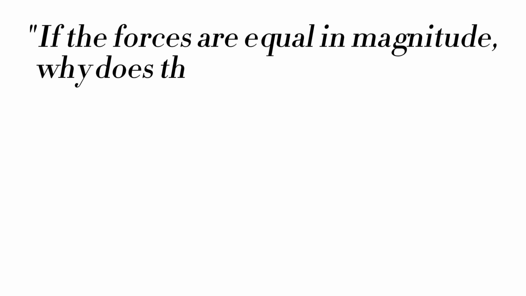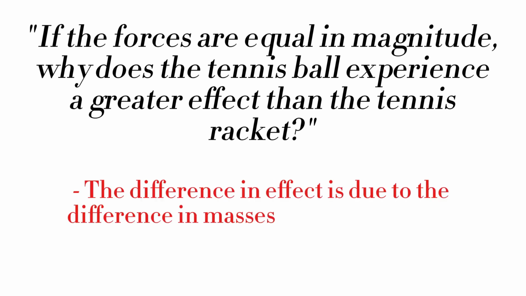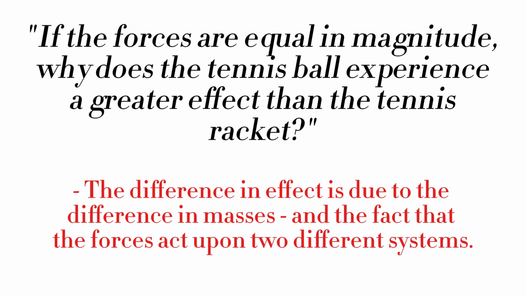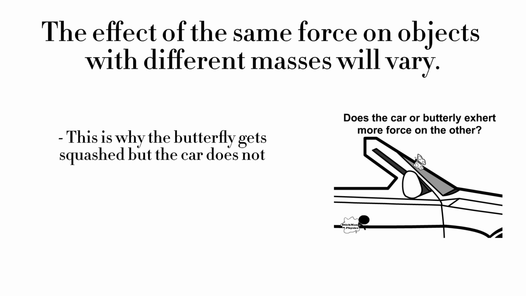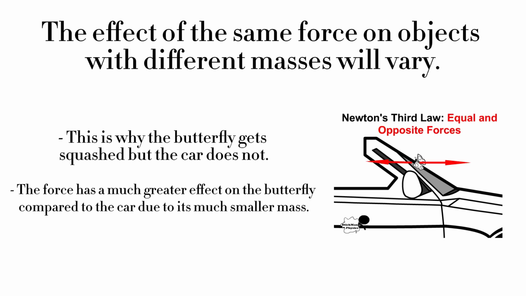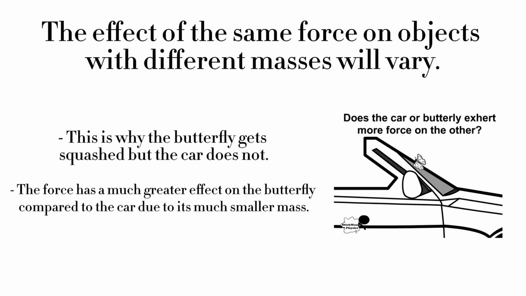If so, then why is the effect of the force on the racket less than the effect of the force on the tennis ball if the forces are equal in magnitude? That is because the masses of the two objects are different. Because the mass of the tennis ball is much less than the mass of the tennis racket, the tennis ball has a greater change in motion than the racket. If the same force is applied to two different objects of different masses, then the effects on each object will vary. This is further supported by the fact that the action-reaction forces are acting on separate systems.